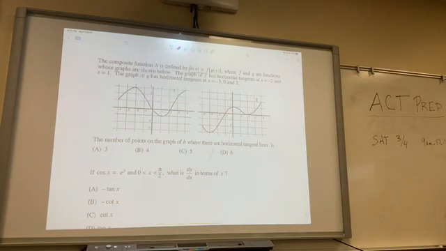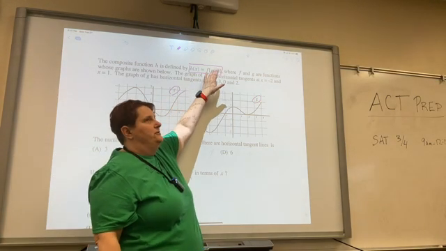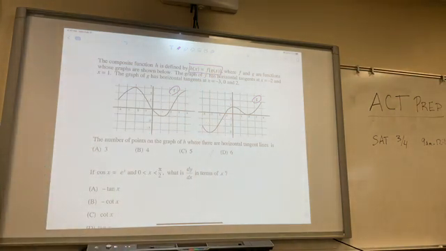H of x is f of g of x. Guys, as soon as you see f of g of x, I'm automatically thinking chain rule. Okay? I'm automatically thinking chain rule.